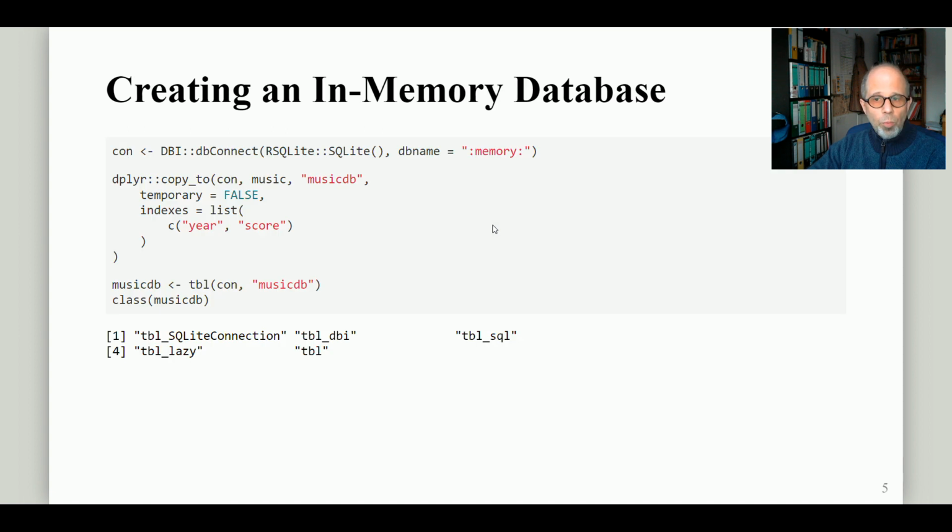Right, so we'll create an in-memory database. You see the code here, and you can also find the code on my GitHub profile, which is linked in the description. So an in-memory database, and then we use dplyr to copy our data to that database. And you see it's a SQLite connection.